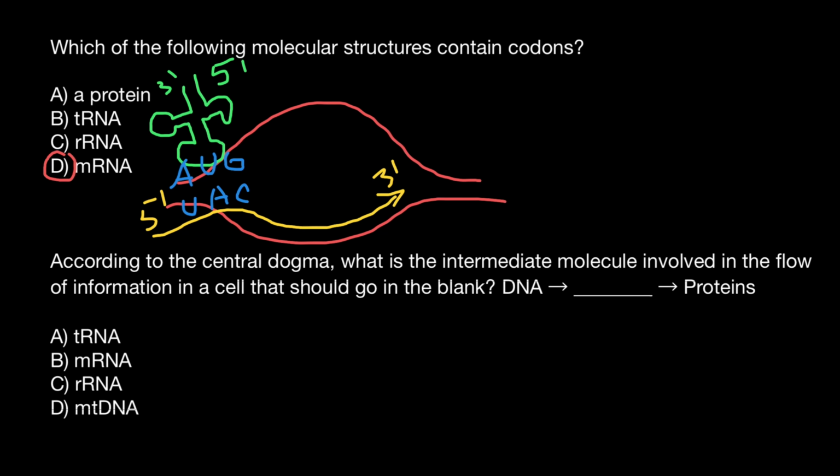And the next question is also going to be easy. According to the central dogma of biology, what is the intermediate molecule involved in the flow of information in a cell that should go in the blank? So DNA, proteins, and what is in the middle, what is the intermediate molecule? It is messenger RNA. Again, DNA is used as template in order to make messenger RNA, which would be a template in order to make proteins. So the correct answer is B.